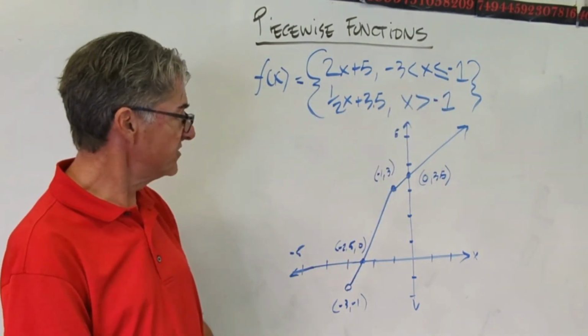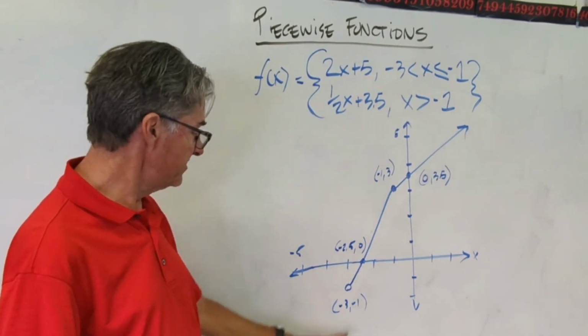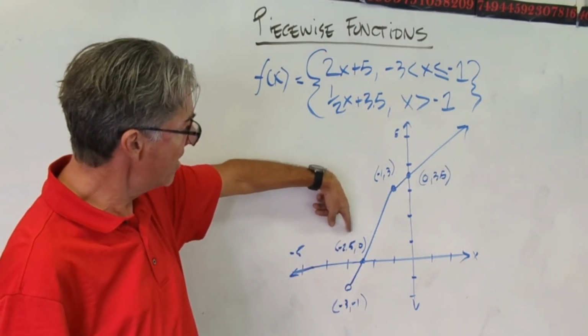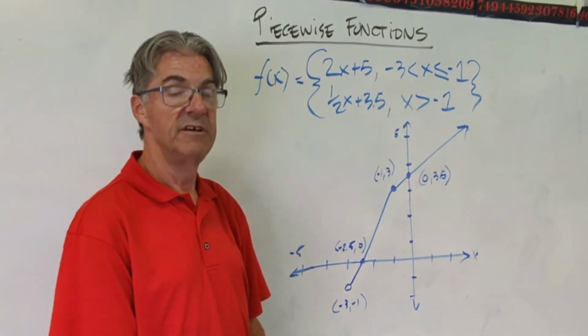So that captures that. Now to be thorough with my graph, I labeled my obvious points. So I have minus 3, minus 1. I have minus 2.5, 0 there. I have negative 1, 3 there. And then I have my y-intercept for my second function there.